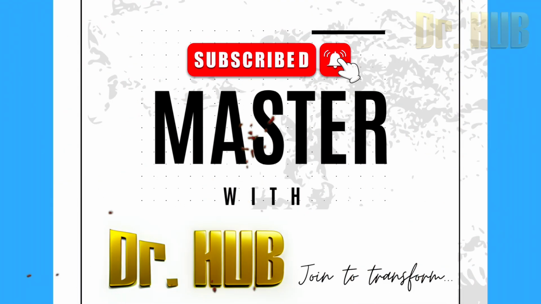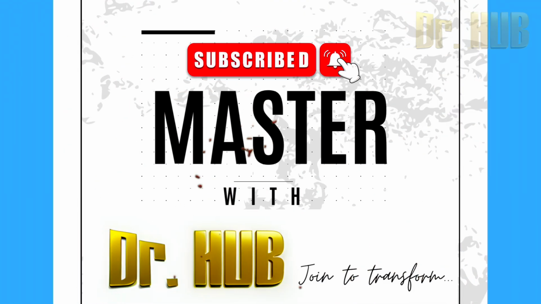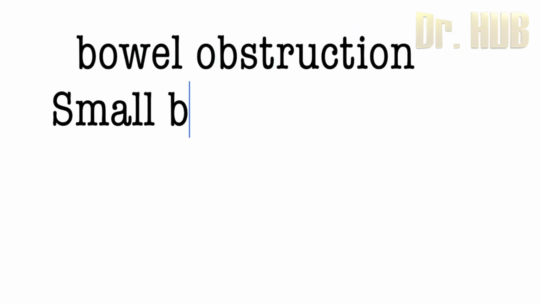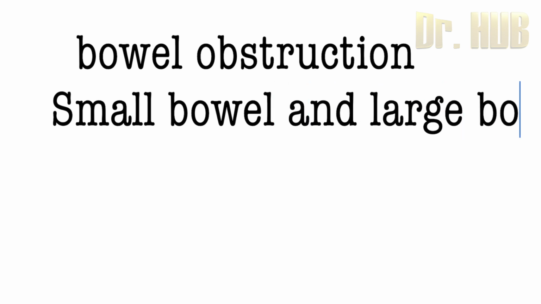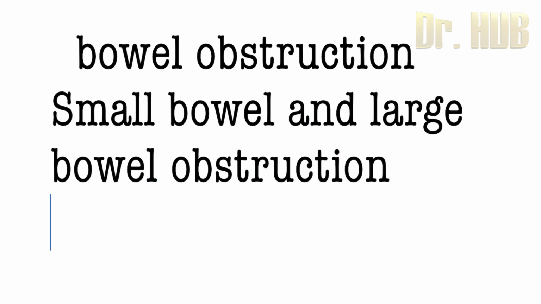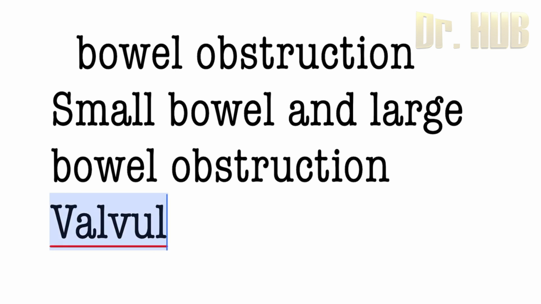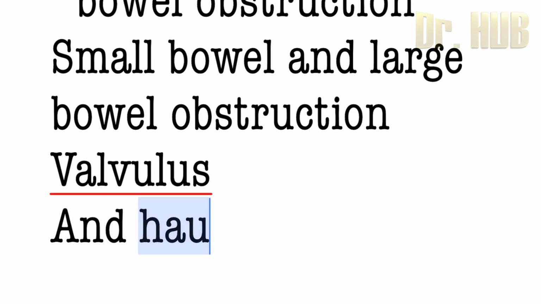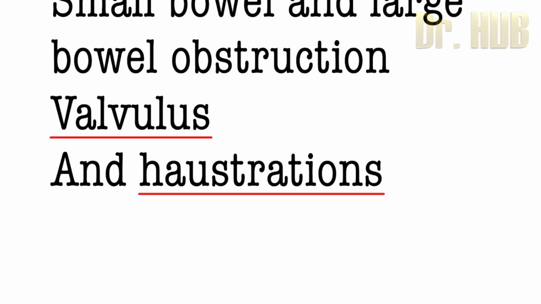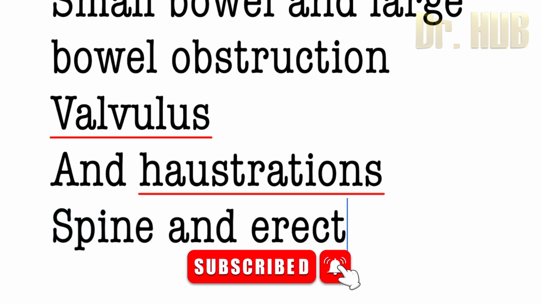This is a concise, well-crafted summary and it highlights only the important keywords. Bowel obstruction. So first let's look into the small bowel and the large bowel obstruction. This is differentiated by the valvulae and also the obstructions.